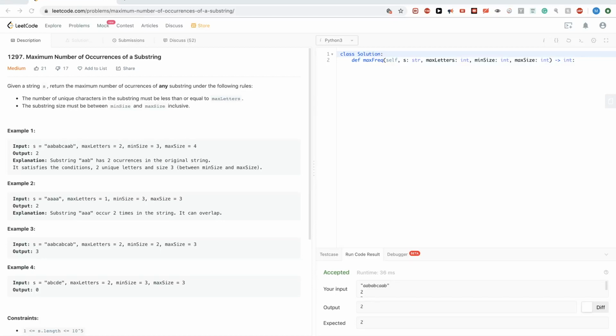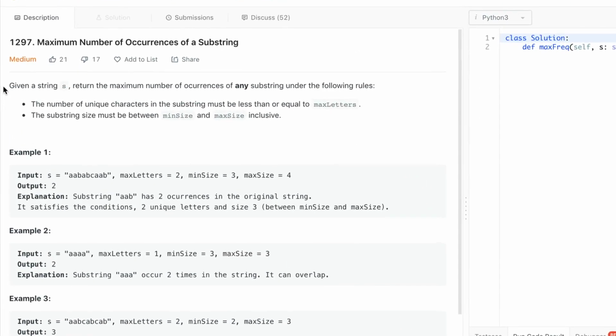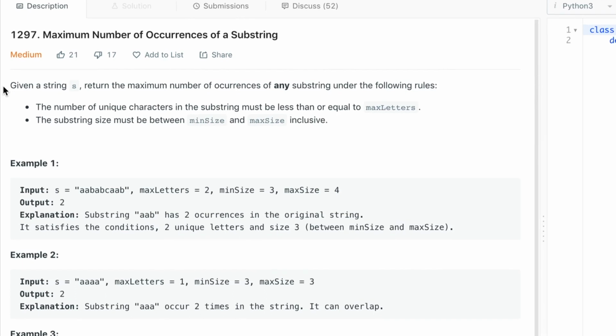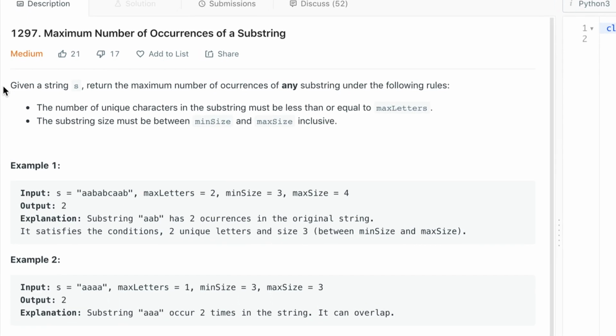Hello, so today, continuing on contest 168, let's take a look at this problem called maximum number of occurrences of a substring. The problem says that we get a string S and we want to return the maximum number of occurrences of any substring under these two rules.